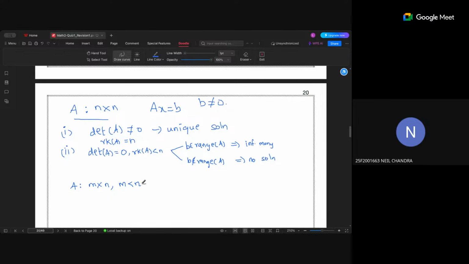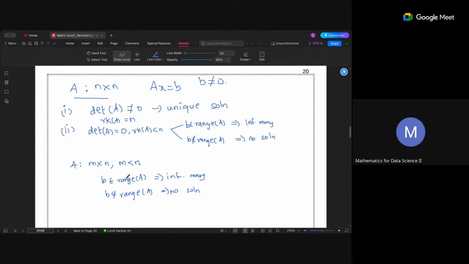Now, if A is m cross n and m is strictly less than n, in this case we don't have the concept of determinant. The only thing which matters is whether b is in the range or not. If b belongs to the range, then you will have infinitely many solutions. And if b does not belong to the range, no solution. A unique solution will not happen in this case. Either no solution or infinitely many solutions.